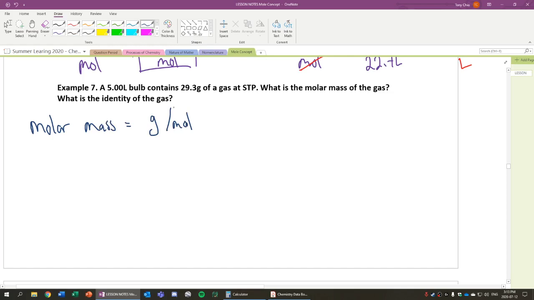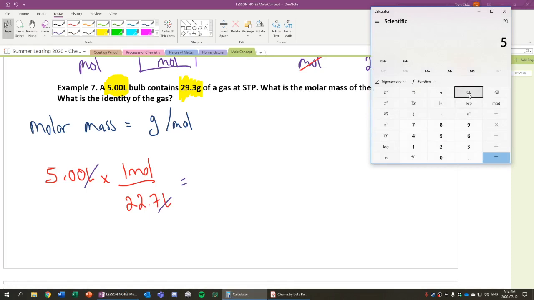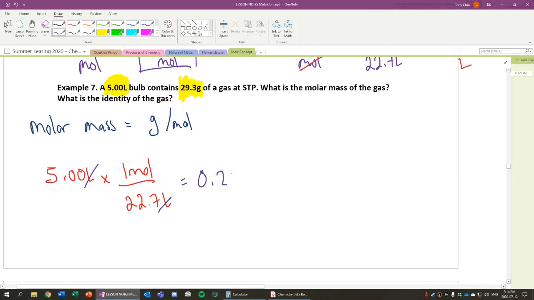Okay. So where can we get our grams from? Well, we know this is our grams right there. But we don't have anything for moles because we don't know what this gas is. But we do know it's at STP and there's 5 liters of it. We could find moles from that. So if we have 5.00 liters times 1 mole over 22.7 liters, we can actually solve for our moles here. In this case, how many moles of this gas do we actually have? 5 divided by 22.7, we're going to get 0.2203 mole of this gas.